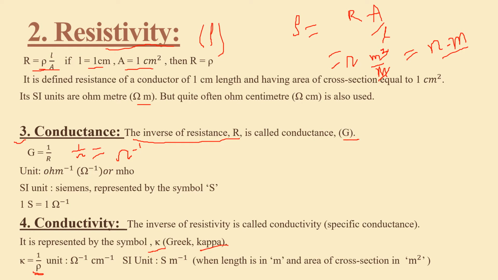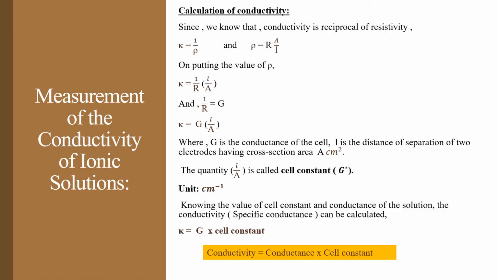So from this the unit of kappa will come as ohm inverse centimeter inverse, ohm inverse meter inverse. And the SI unit of conductance is Siemens, which is ohm inverse. So the SI unit of conductivity will come as Siemens meter inverse, Siemens centimeter inverse. When length is in meter and area is in meter square, then the unit is Siemens meter inverse. And when length is in centimeter and area of cross section is in centimeter square, then the unit is Siemens centimeter inverse.